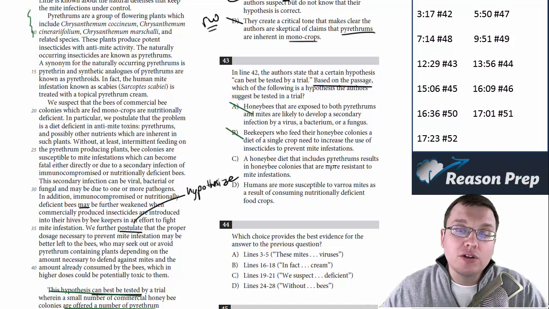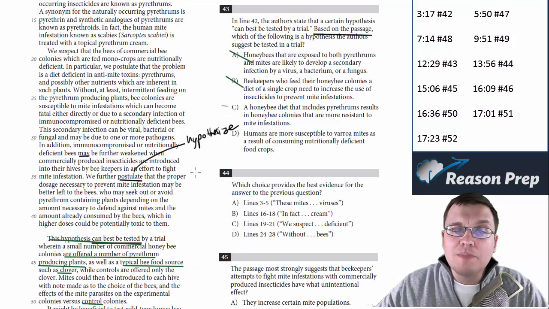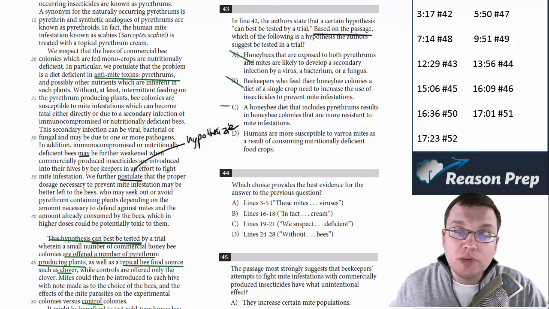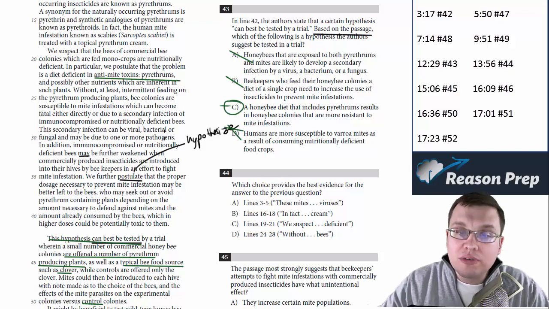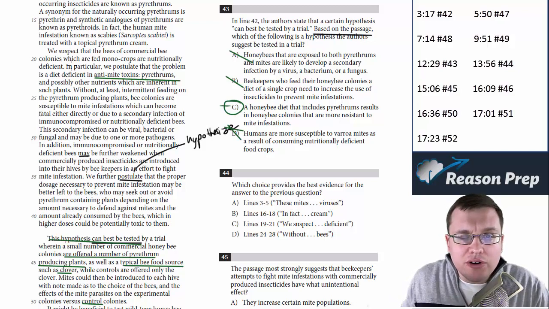A honeybee diet that includes pyrethrums results in honeybee colonies that are more resistant to mite infestations. This is exactly what's going on here, right? It's about whether or not the pyrethrum will prevent the mites, right? Anti-mite toxins are these pyrethrums. So C looks good. Humans are more susceptible to varroa mites as a result of consuming nutritionally deficient food crops. Says nothing at all about humans in this essay, so we'll go with C. Evidence for C. Maybe what I underlined here, so 21 to 24, maybe? Don't really see that here.